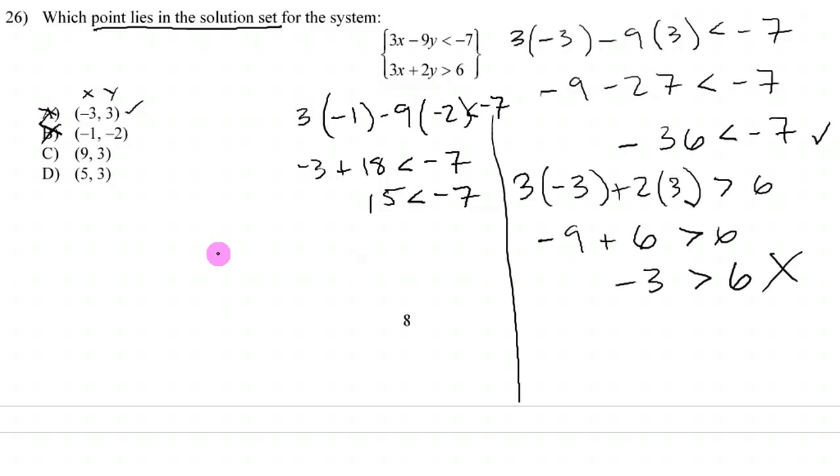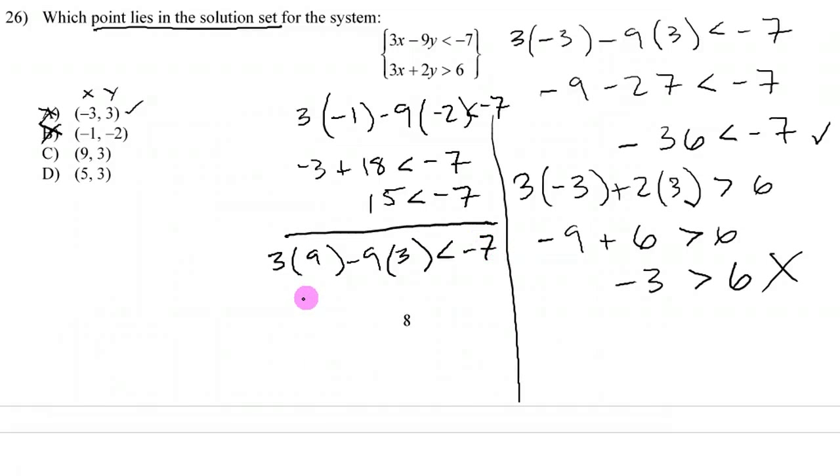Next, let's look at 9 comma 3. So let's try this out. So I'm going to plug in 9 for x. So it's 3 times 9 minus 9 times 3 for y. And I get 27 minus 27 is less than negative 7. And that's 0 is less than negative 7. So that doesn't work either, so it must not be this. The answer must be D, but let's just make sure we show the work for that.